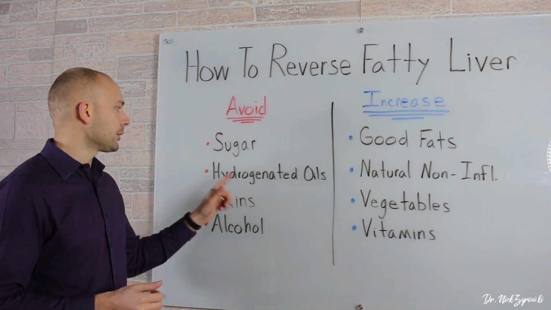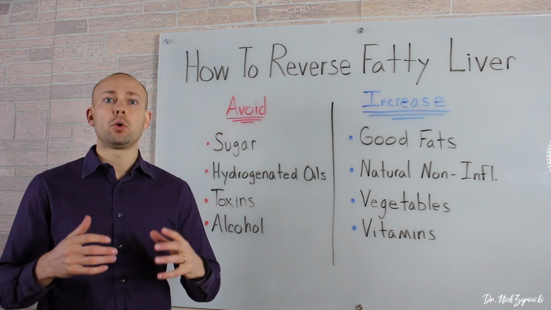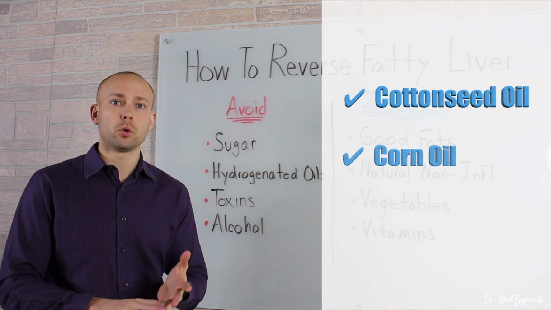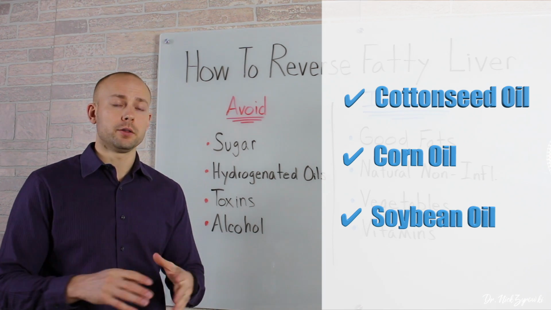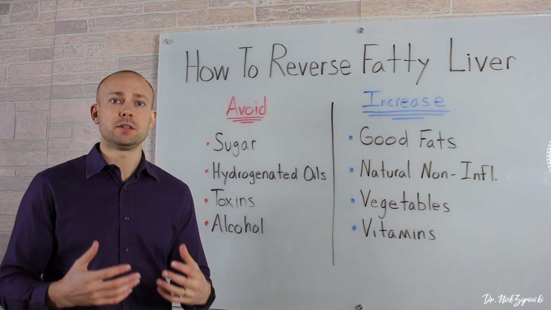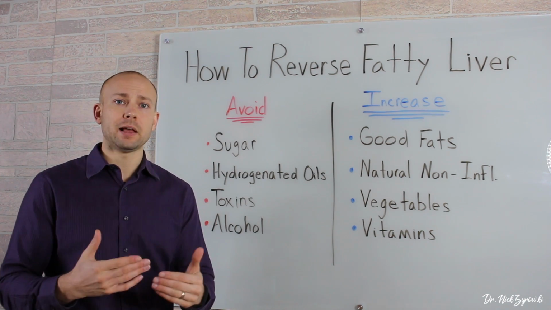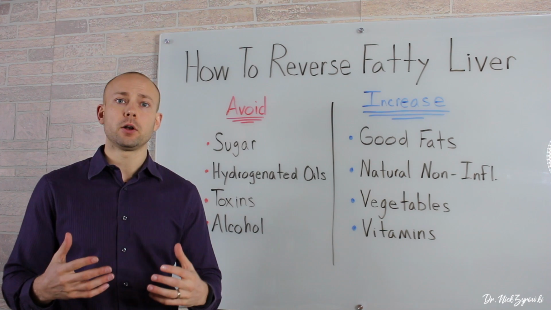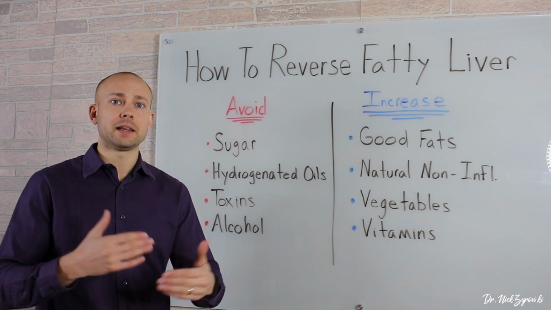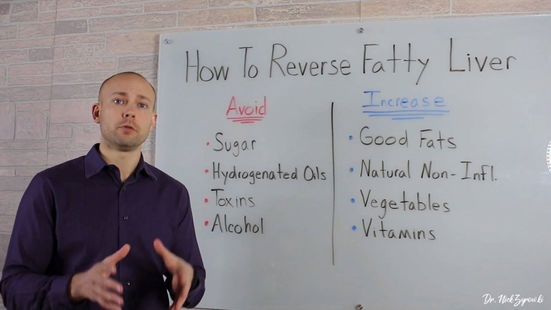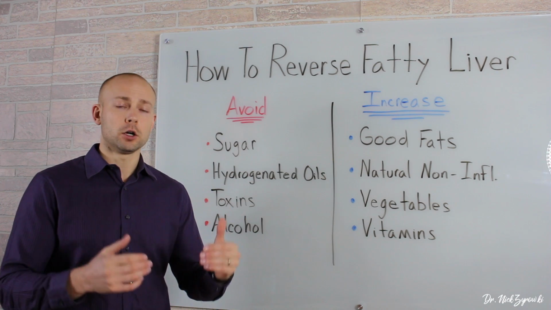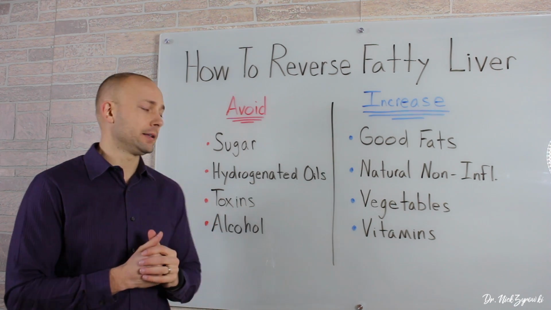The next big thing is hydrogenated oils. Hydrogenated oils such as cottonseed oil, corn oil, soybean oil. These oils are all bad fats. These fats, what they do is not only drive the inflammatory process just like sugar does, but it also causes this whole fatty liver condition to even get worse. So we want to avoid those bad fats when we are looking to reverse fatty liver.